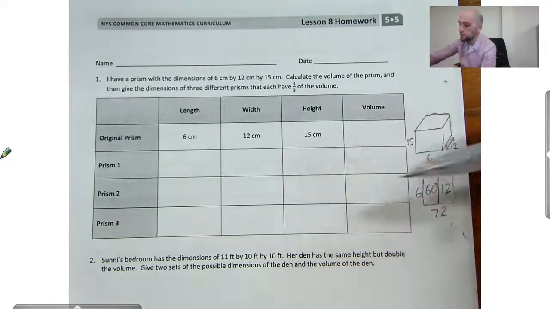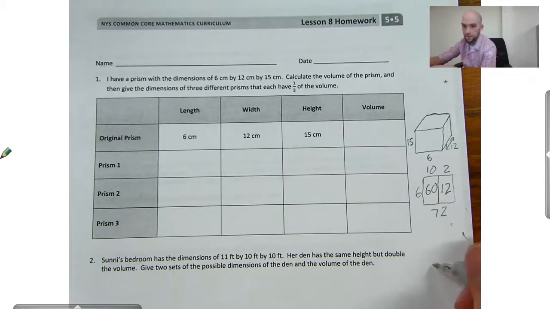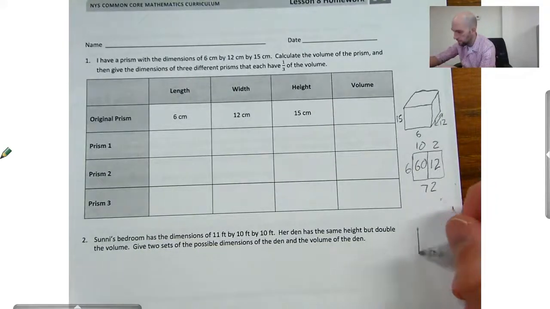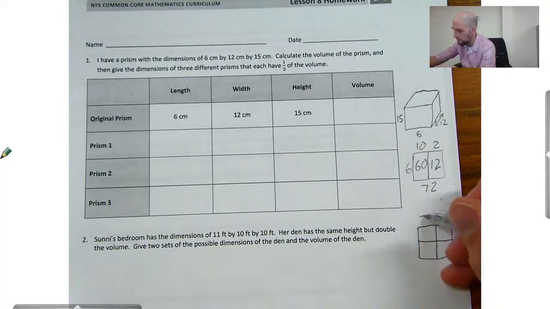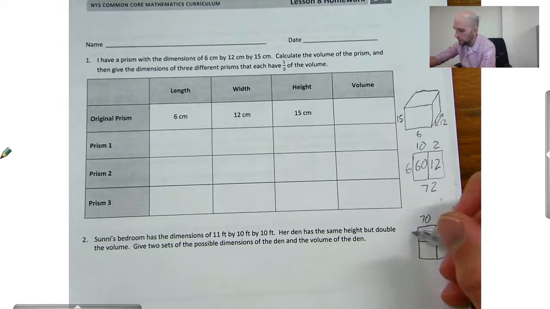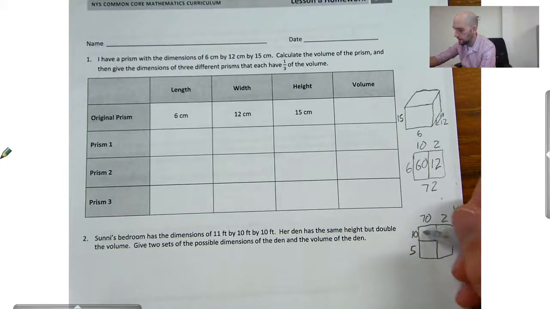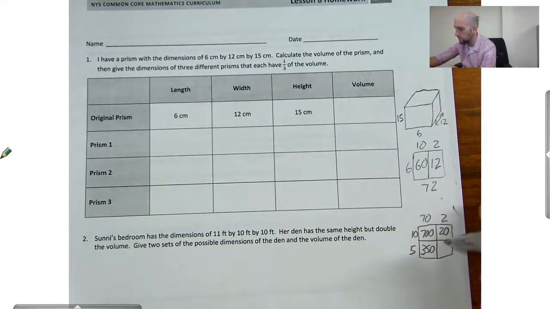Then I have to do 72 times 15. And I'm definitely going to use an area model for that. So I'm going to go down here. This time I'm going to need 4 boxes. I have 70 and 2 and 10 and 5. So 70 times 10 is 700. 10 times 2 is 20. 70 times 5, well, 7 times 5 is 35, times 10 is 350. And then 5 times 2 is 10.